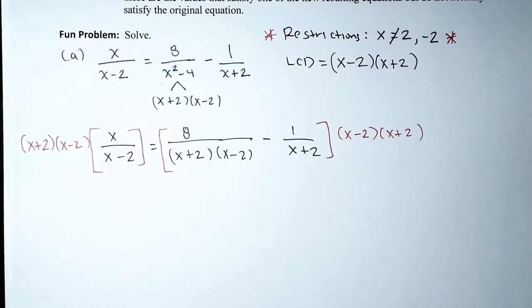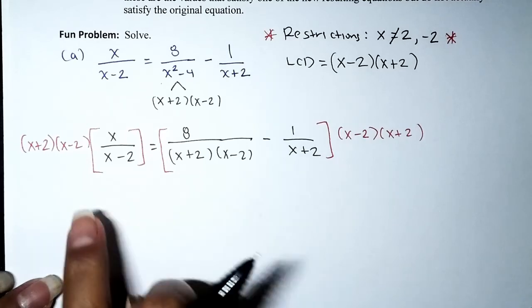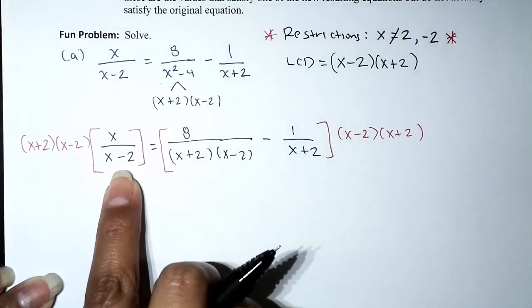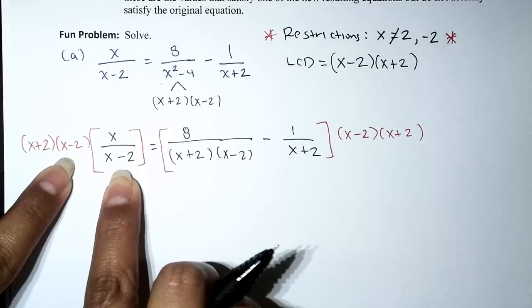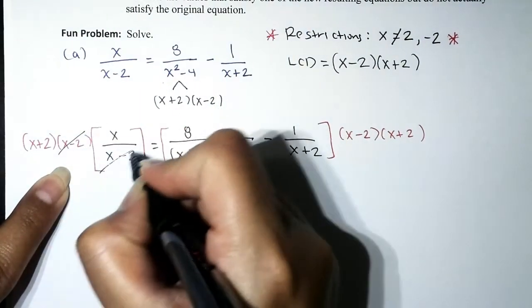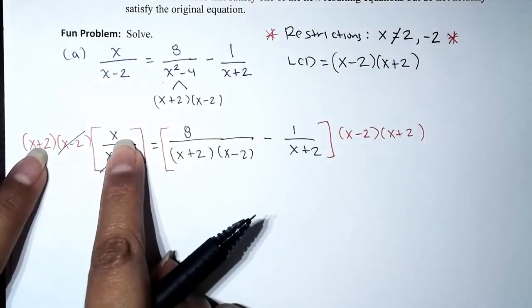Let's take our time, see what we get, and again, the purpose of multiplying both sides by the LCD is to get rid of the fractions. Once we take our products, once we distribute, if we still have a fraction left, then check your LCD because it's wrong. So on the left side, the x minus 2 should cancel, and it does. Let me slash it out, and that will leave us with x times x plus 2.